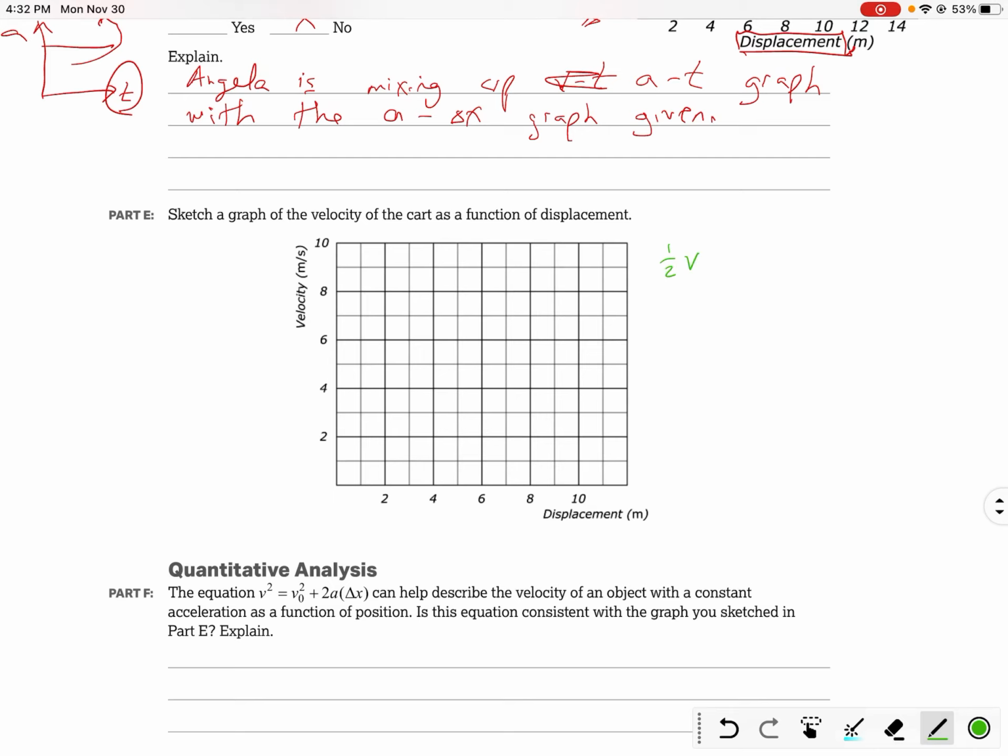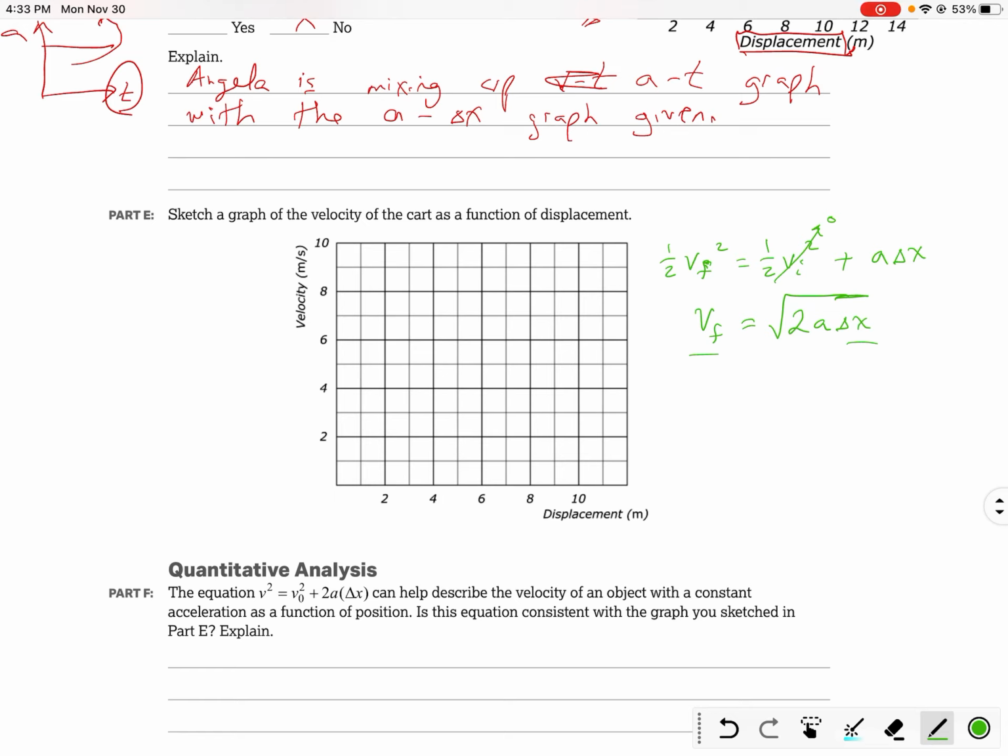1/2 the final velocity squared is equal to 1/2 the initial velocity squared plus a delta x, and our initial velocity is 0. It started at rest, so we can drop that out. So the final velocity is going to simply be equal to the square root of 2a delta x. So now we have a velocity versus displacement relationship.